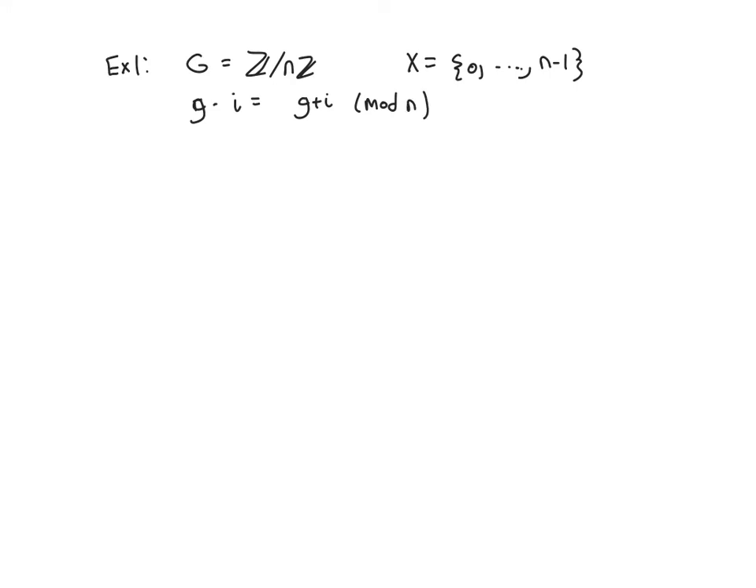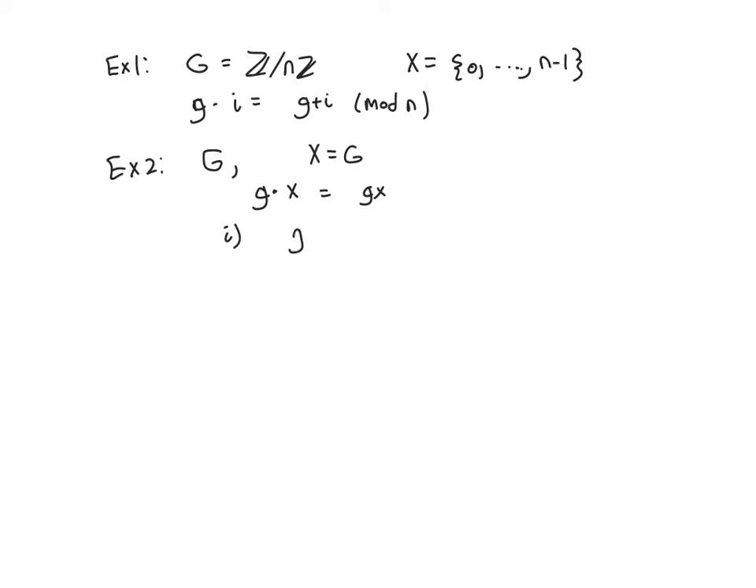axioms. So let's start with our first real example. We'll let G be the modular group of integers mod n, and we'll let X be the integers 0 through n minus 1. And G will act in the way one might expect. g dot i is g plus i mod n. In fact, this is a more general example. You can always take any group G and let X be equal to G itself, with the action just being ordinary multiplication.